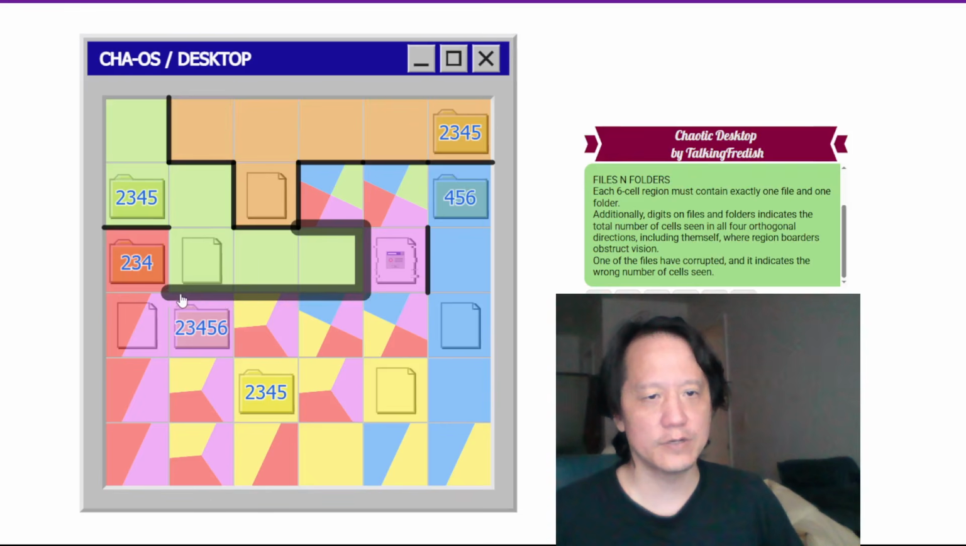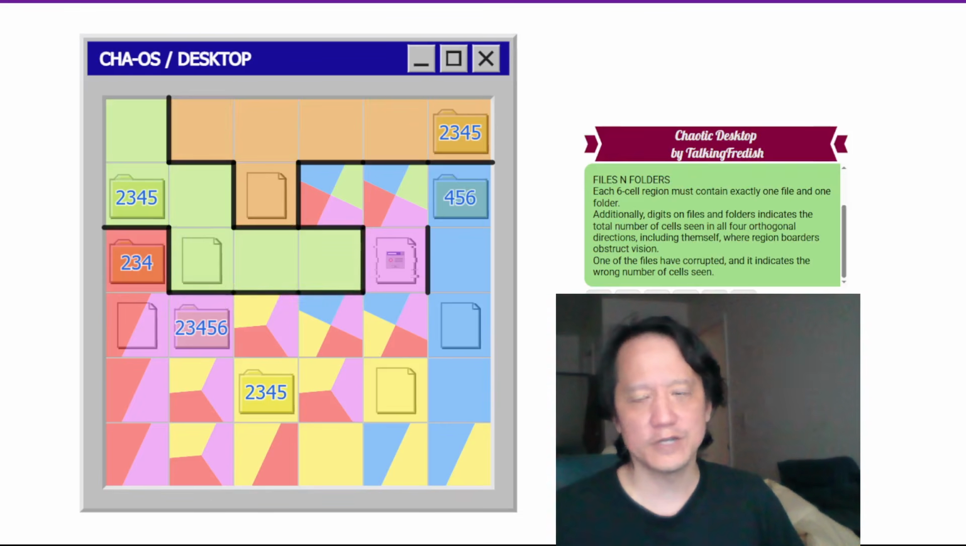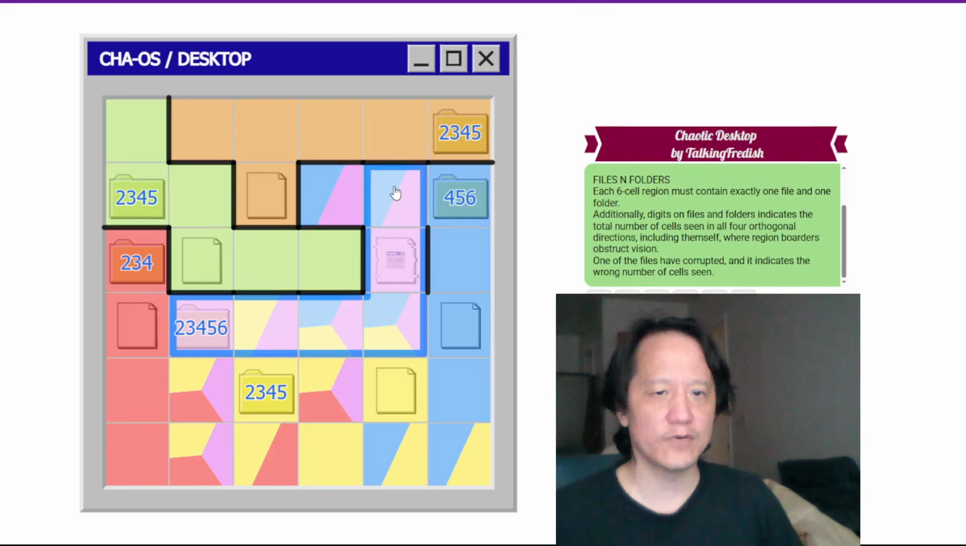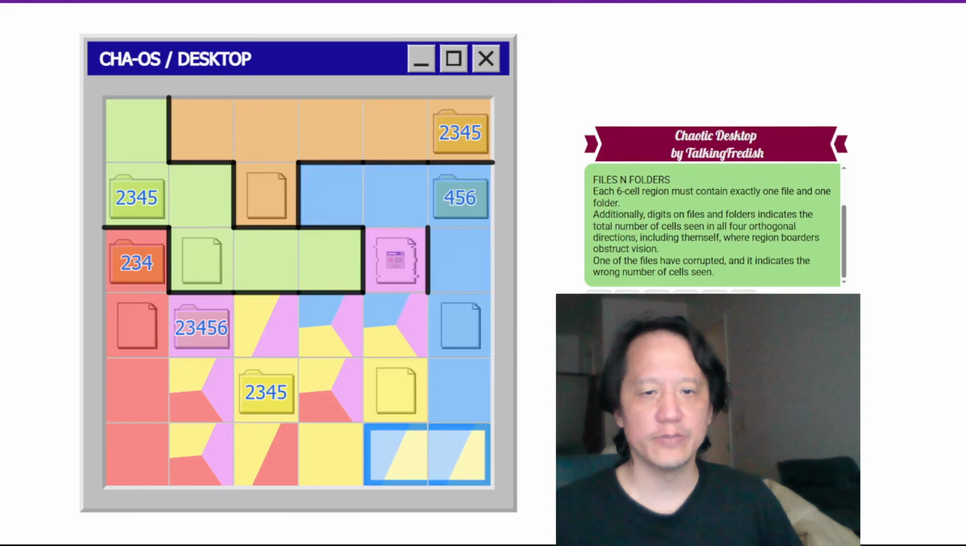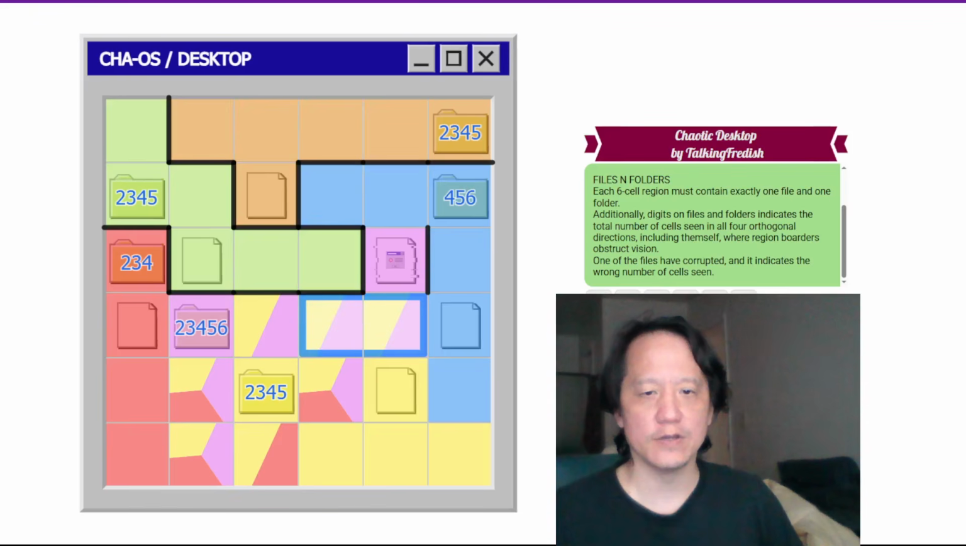Green has to go here. Red has to go down. So no pink here. It's all red. This can't be red. This can't be red. It cannot be green. You can't have all the pinks go here because that's too many. So this has to be blue. So that eliminates blue in the rest of the region.